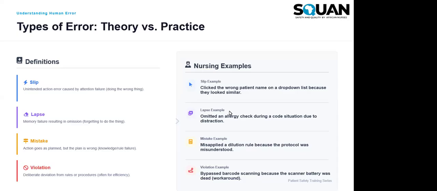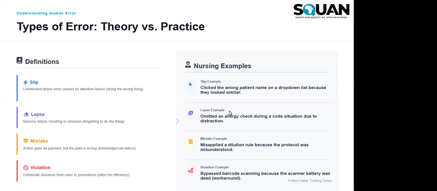The second one is a lapse. That's memory failure resulting in omission or forgetting to do something. Again, we are human, right? You can actually forget. It's not intentional that you forget. It can happen because maybe you are dealing with 100 things at the same time. The example I gave here is omitting an allergy check during a code situation due to distraction, because that's high pressure, high sensitive, high everything at the same time, and you're trying to save somebody's life. You can forget, not because you intentionally wanted to forget, but it can happen. And you must look out for that, not just with yourself, but also within the team as well.